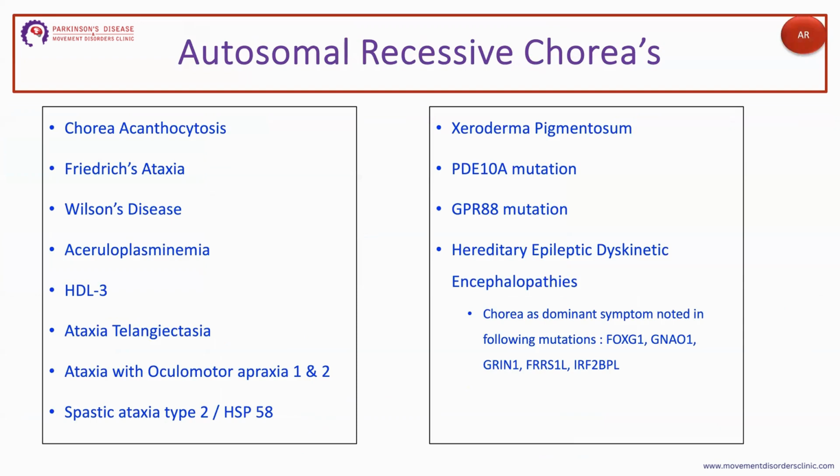Now, coming to autosomal recessive choreas. We covered all the autosomal dominant choreas, which included Huntington disease, HD phenocopies, and non-HD phenocopies. So autosomal recessive choreas include chorea-acanthocytosis, Friedreich's ataxia, Wilson disease, aceruloplasminemia, HDL3, ataxia telangiectasia, AOA, spastic ataxia, xeroderma pigmentosum, PDE10 mutation, GPR88 mutation, hereditary epileptic dyskinetic encephalopathies, and various other disorders.